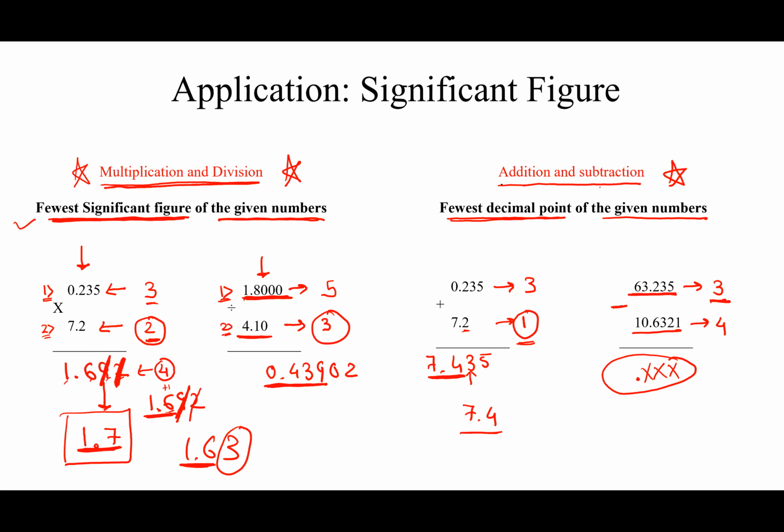But if you're doing addition or subtraction, if you're adding something or subtracting something, in that case you have to look at the numbers and find out how many digits you have after the decimal place in the given numbers. Whichever number has the least digits after the decimal place, that's how many digits you should have in your final answer after the decimal place.